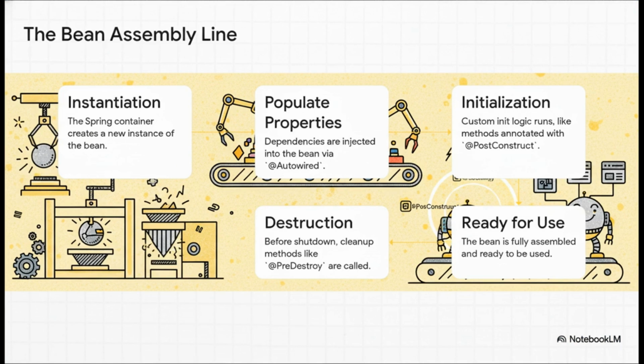First, Spring just creates a raw, empty instance of the object. Step 2, it populates the properties. This is where it injects all the dependencies. Then it runs any custom setup code you wrote.